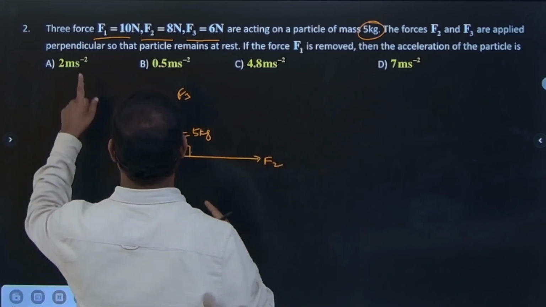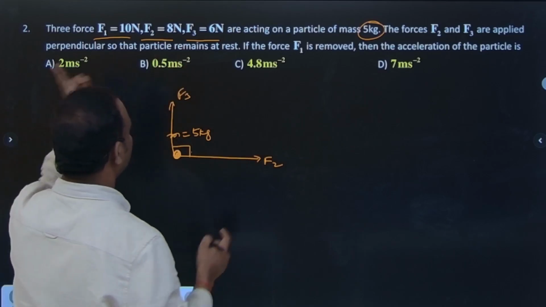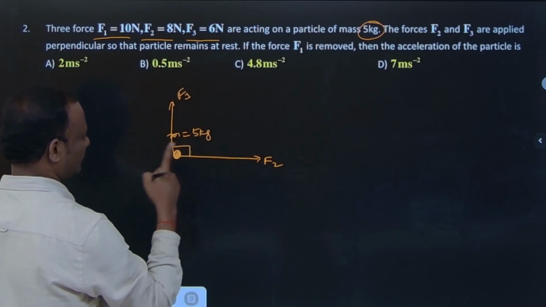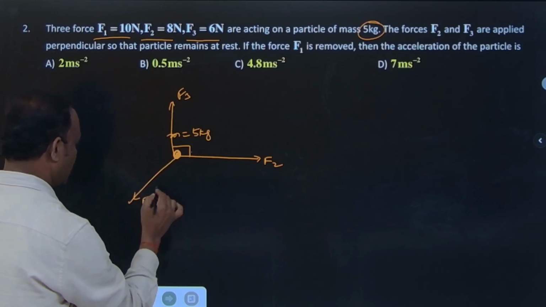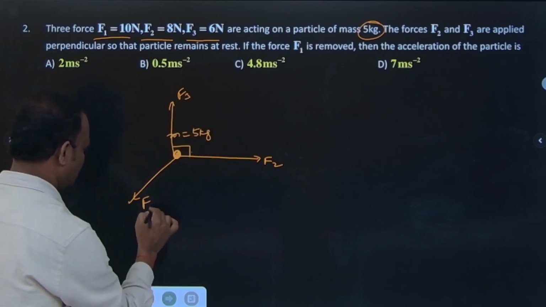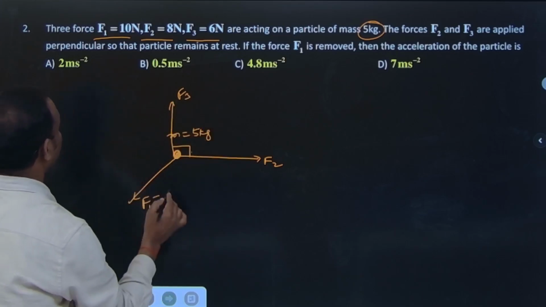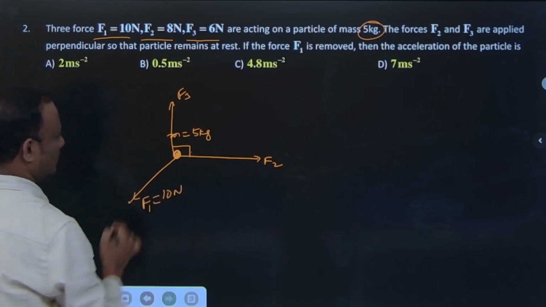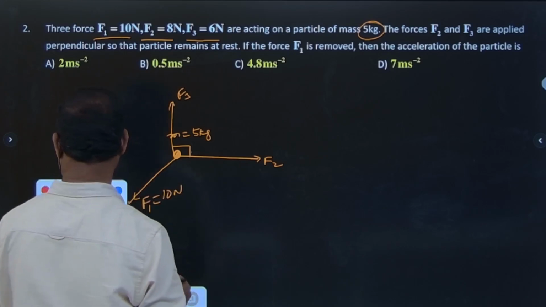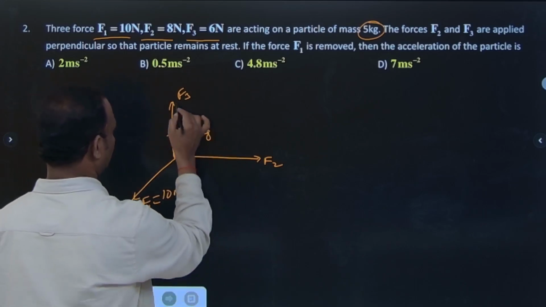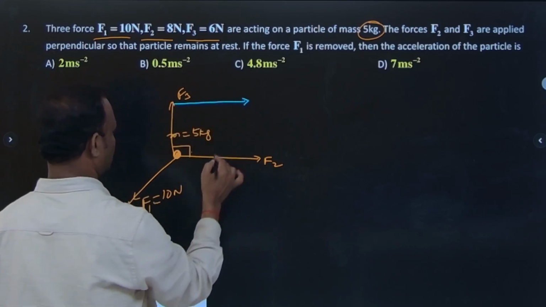Then the particle remains at rest. When the particle remains at rest, it means the particle is in equilibrium, so F1 should be opposite to the resultant of these two. F1 is given as 10 Newton. Okay. So now we can take the resultant of this. Parallel to F2, draw a vector.